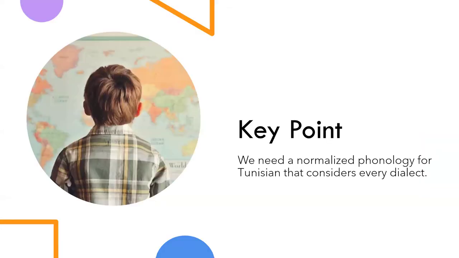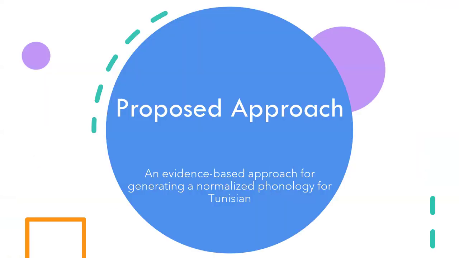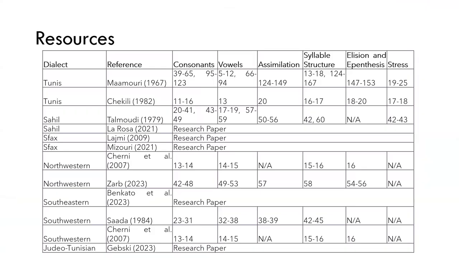The key point here is that we need to normalize phonology for Tunisian in a way that considers every dialect. So we collected the features of the phonology of every dialect of Tunisian. We have here seven dialects: Tunis, Sahel, Sfax, Northwestern, Southeastern, Southwestern, and Judeo-Tunisian. For each dialect, we found the characteristics of the phonological features.